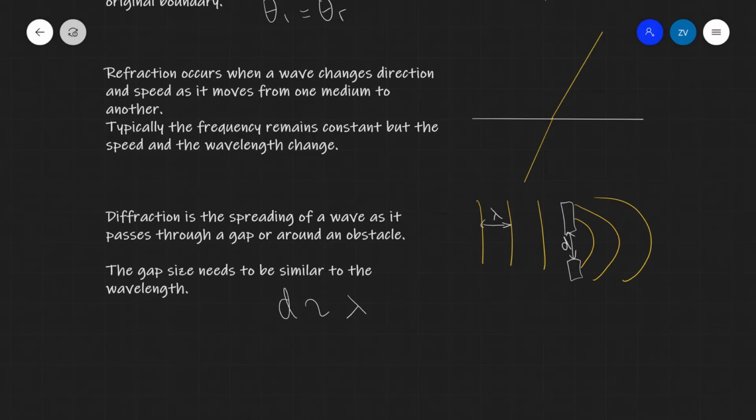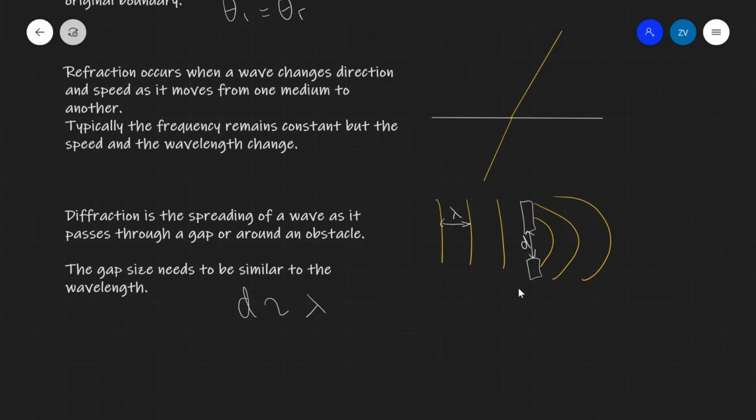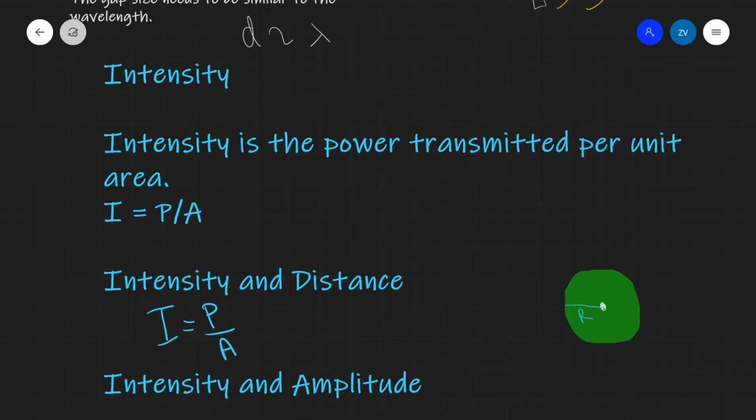In order for this to occur, the gap size needs to be similar to the wavelength, as it is in this case. Now let's talk about intensity. Intensity is defined as the power that's been transmitted per unit area. The equation for intensity is that intensity is power divided by the cross-sectional area. The units of intensity are going to be watts per square meter, so watts m to the power of minus 2.